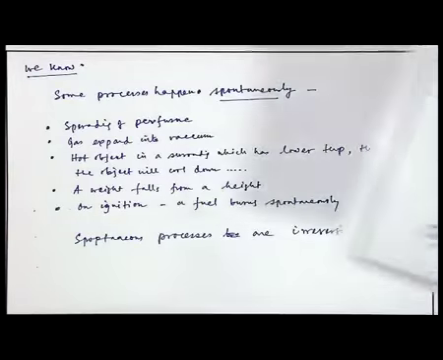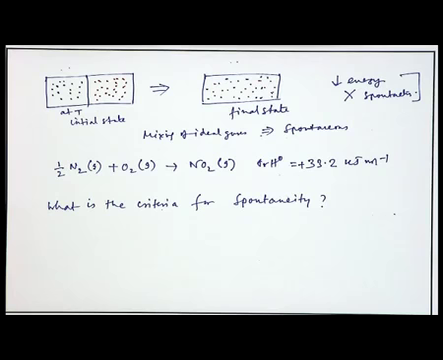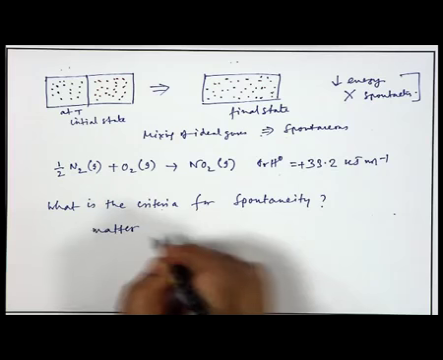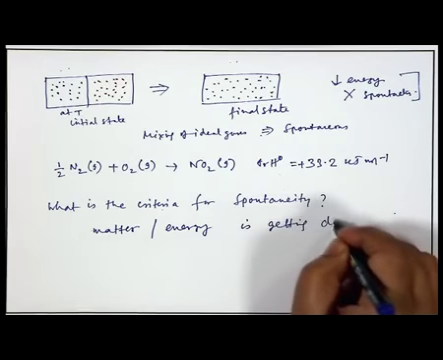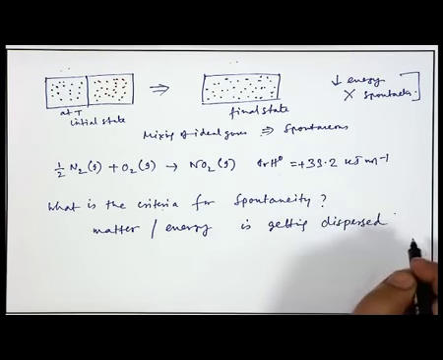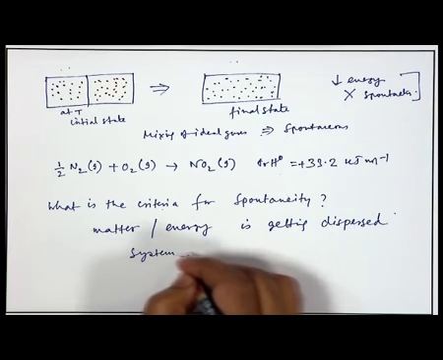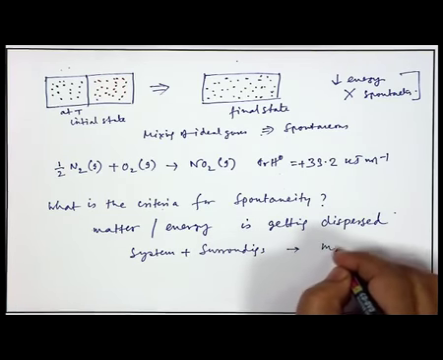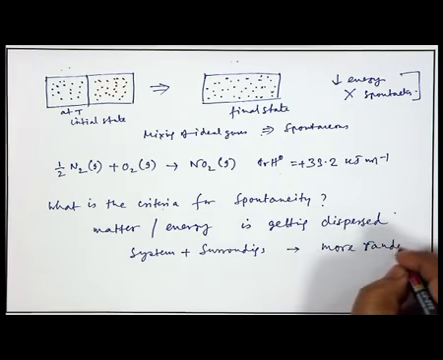So, what we are now getting an idea of is that in all these spontaneous processes, either the matter or energy is getting dispersed throughout the system, and the system plus surroundings together is becoming more random, whether in terms of matter or in terms of energy.